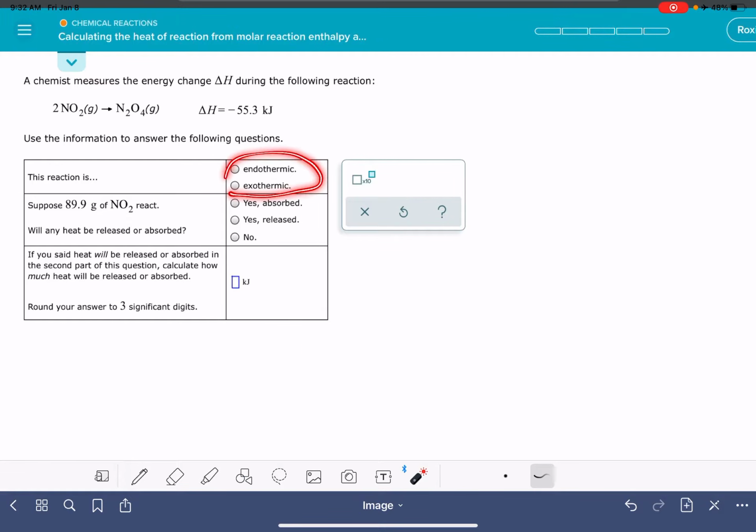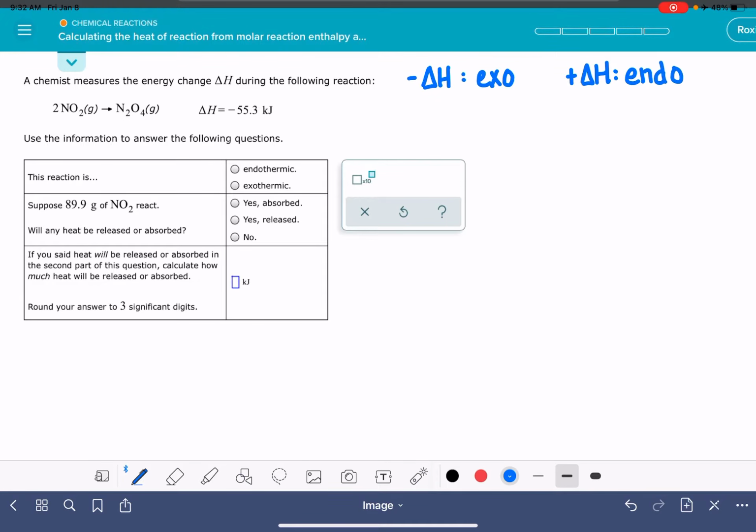The first question that it's asking us is if the reaction is exothermic or endothermic. And that information we get from the sign of delta H or the sign of Q. When delta H is negative, the reaction is exothermic. When delta H is positive, the reaction is endothermic. Since this has a negative delta H, this is an exothermic reaction.